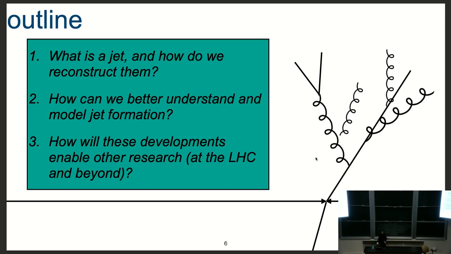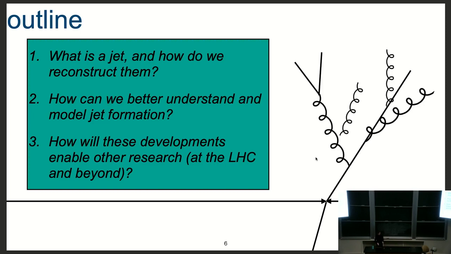And then the main topic that I'll want to be covering today is, how can we better understand and model jet formation? So what can we actually learn by looking inside of these jets about QCD? And how can we do this better in the future?